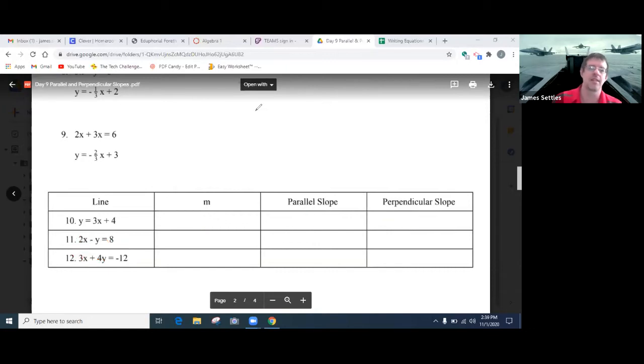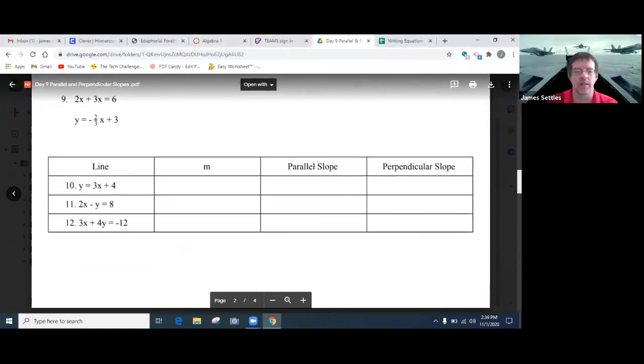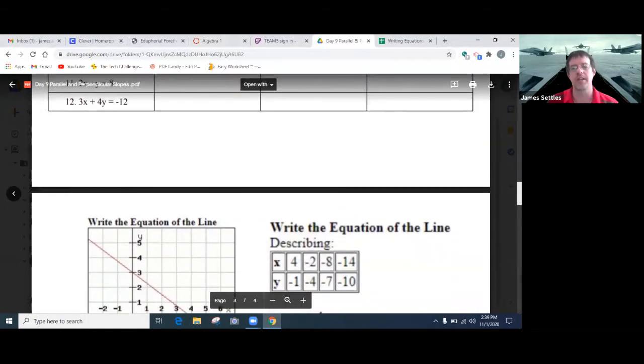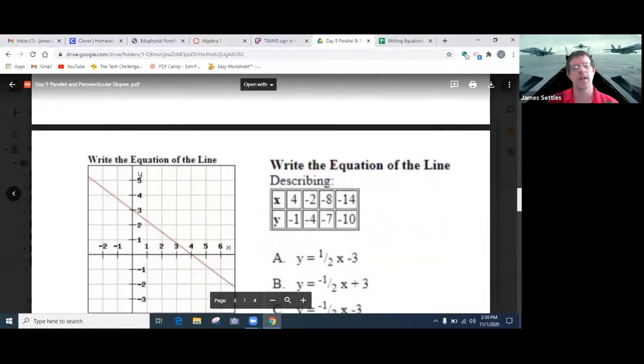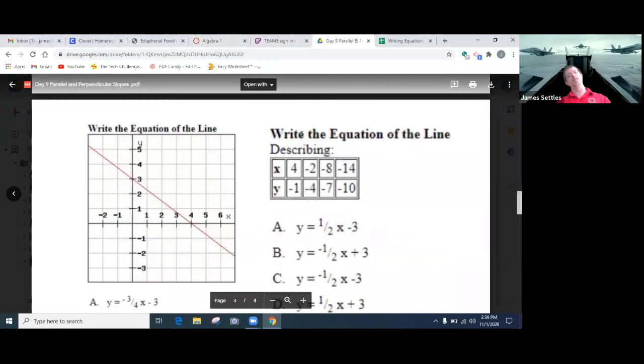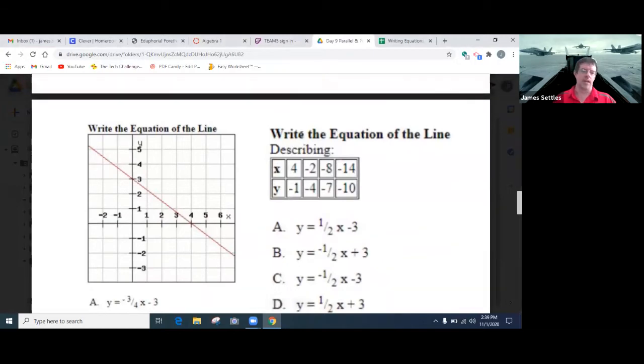All right, I think that is it for parallel and perpendicular. So this is the part that a lot of us struggled with. We took a quiz on Friday, and a lot of us struggled with it. So when we get done with this today, if you understand it a little bit better, you can always go back and retake that quiz. Just send me an email saying that you retook it so that I know to look for your new grade.